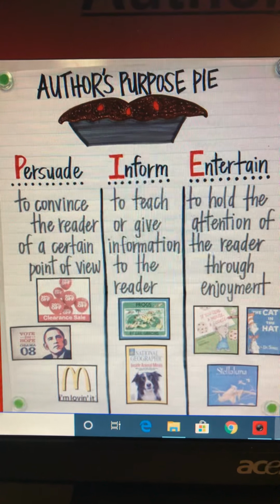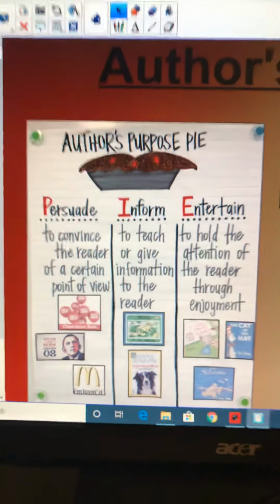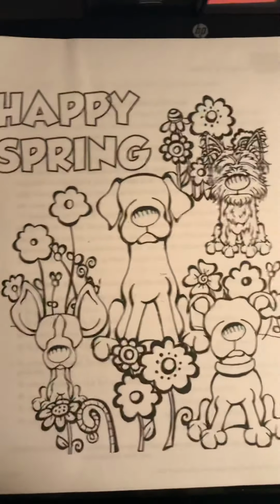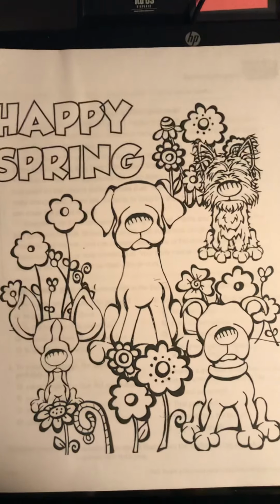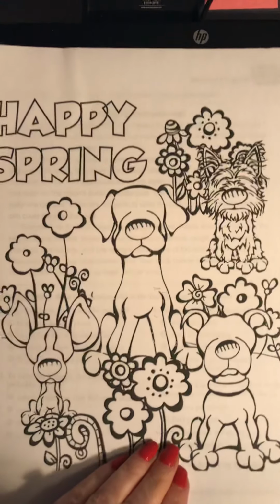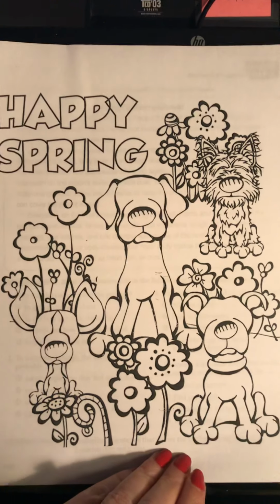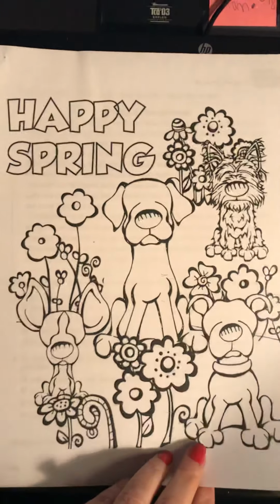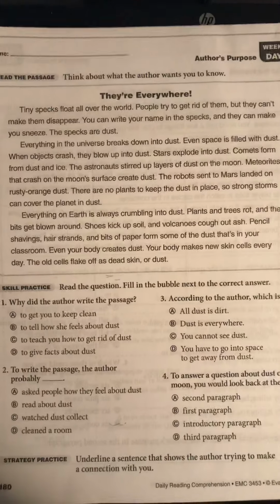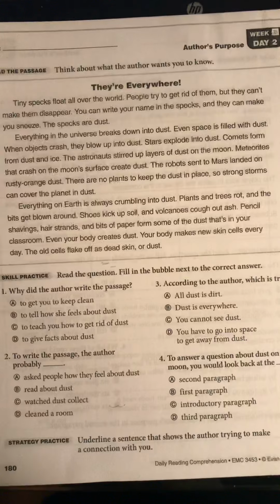Okay, so we will go through your papers. The first page in your packet for today is just a coloring page for you to enjoy. You don't need to turn it in. You are welcome to show it to us if you would like. So, happy spring.